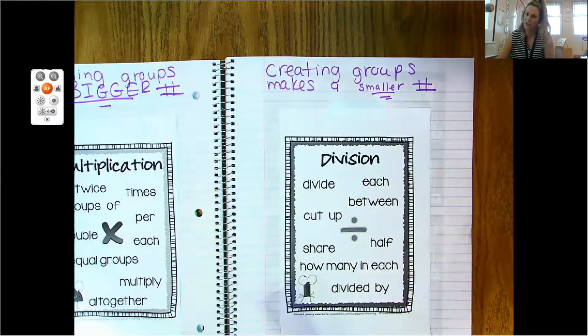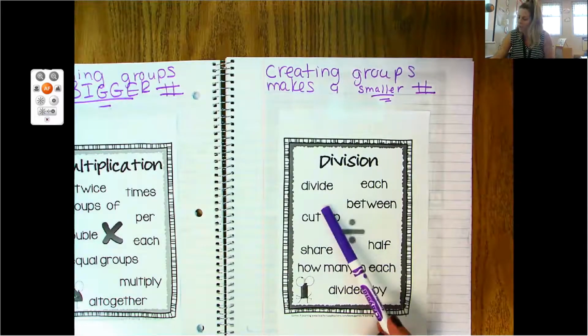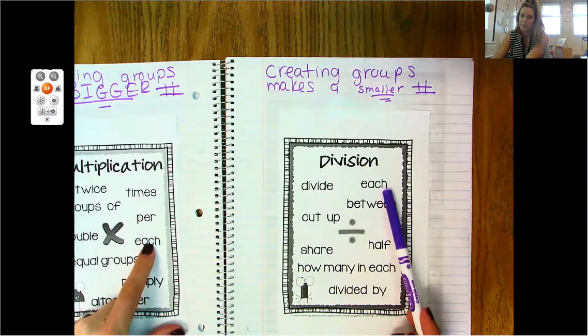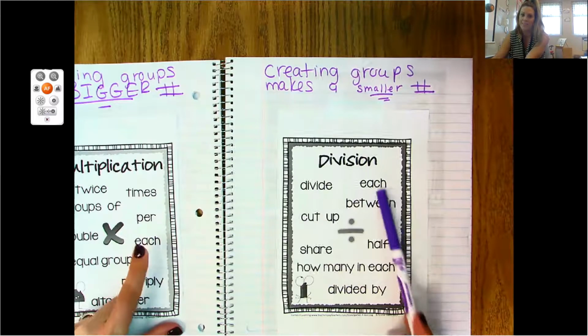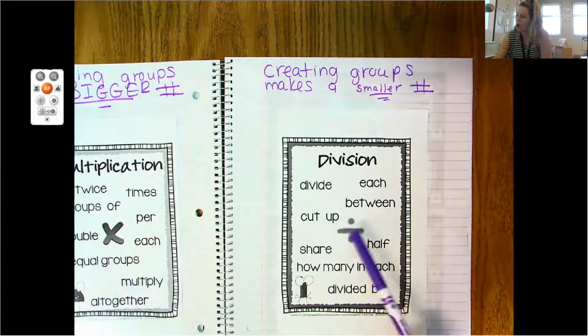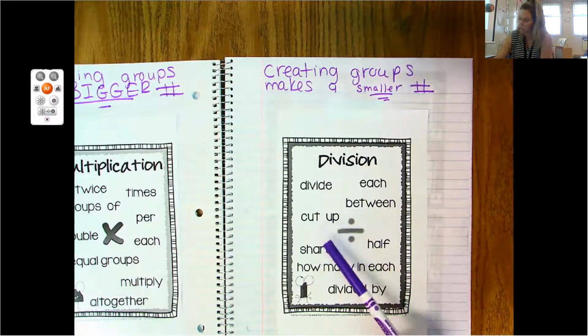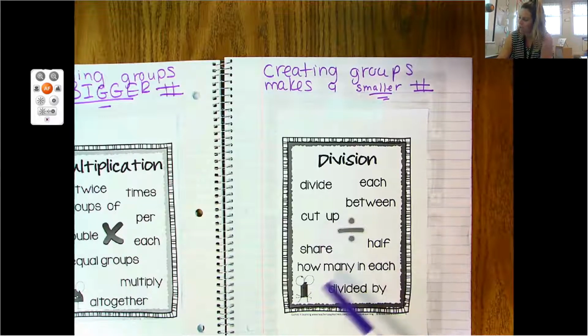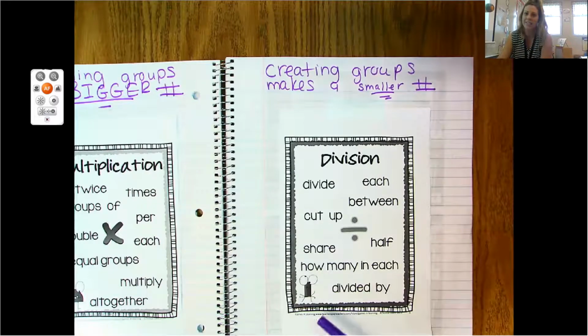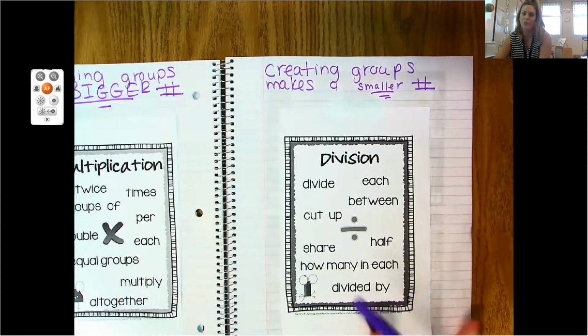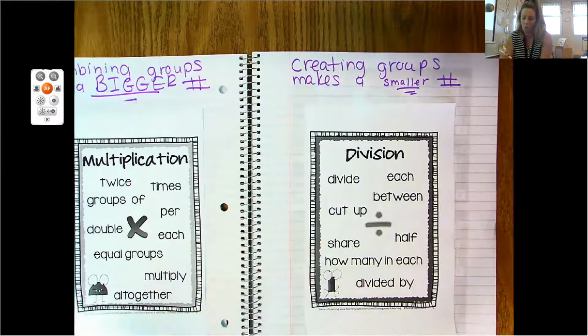Okay, and then here are our keywords. Divide, oh look, each. That's on both, so we'll really have to pay attention if we see each. Between, cut up, share, half, how many in each, and divide by. So once you have that all ready, I would like you to sit back and relax and watch our video, and then we will go from there, okay?